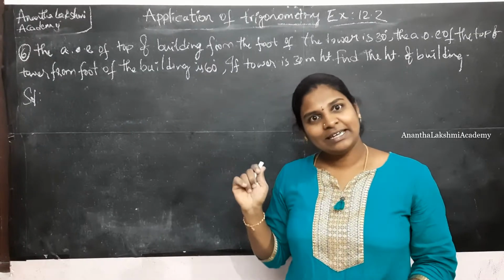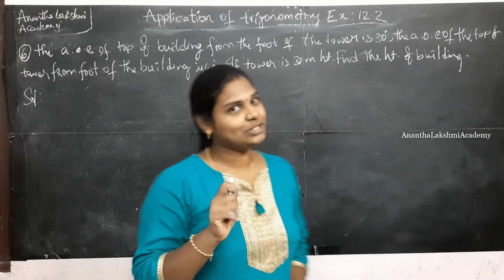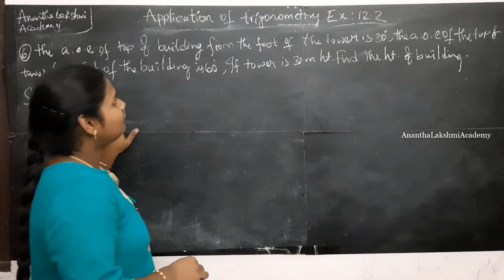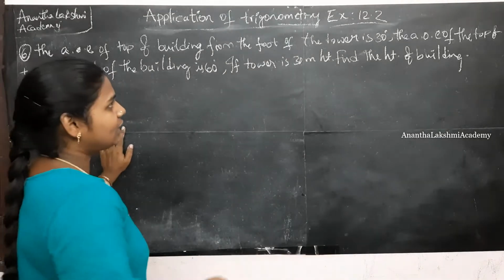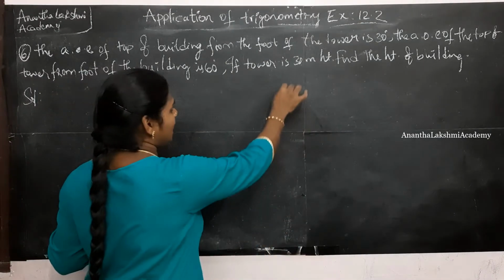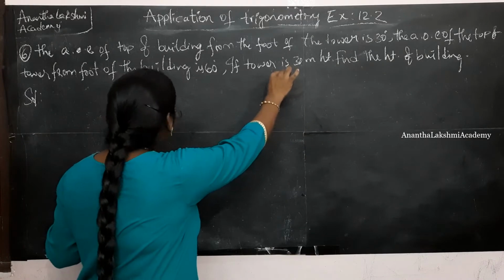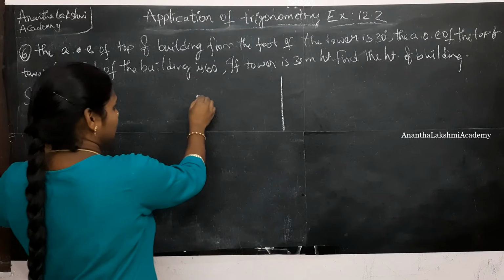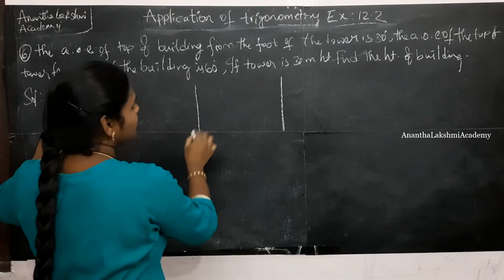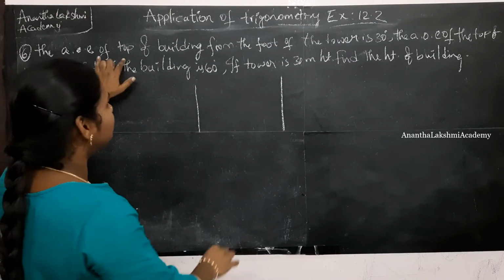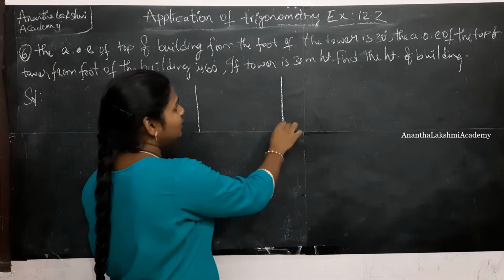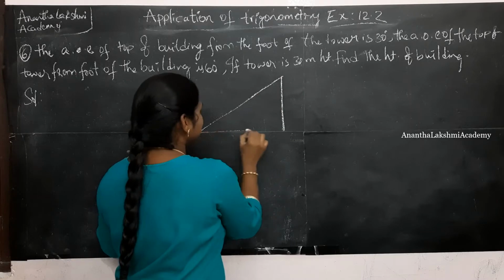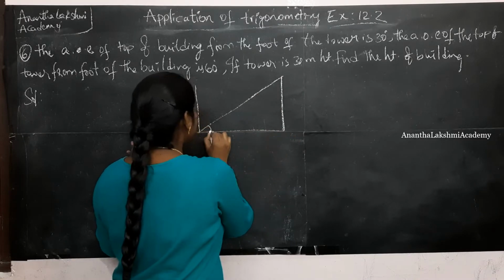So here I am ready with the 6th problem already written on the board. So let's go through it. The angle of elevation of top of a building from the foot of the tower is 30 degrees. So we have the top of the building and a tower. All right. So he says the angle of elevation of top of the building from the foot of the tower is 30 degrees. So as he mentioned, 30 degrees.